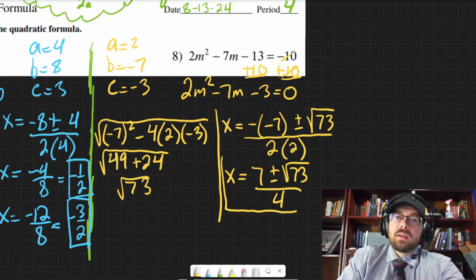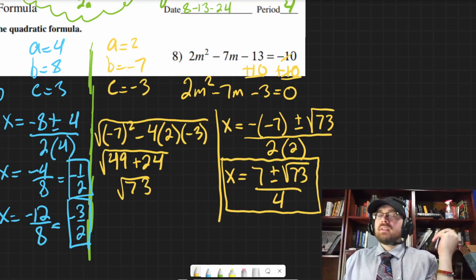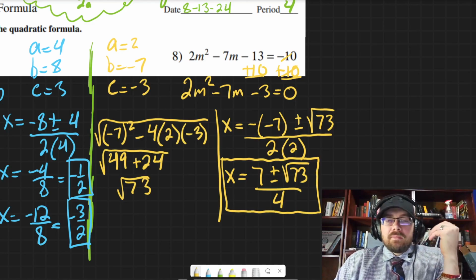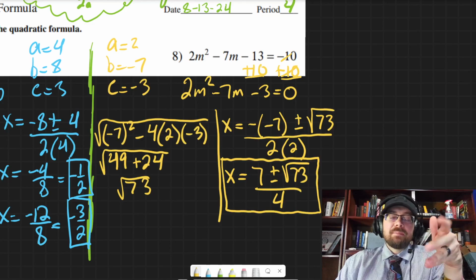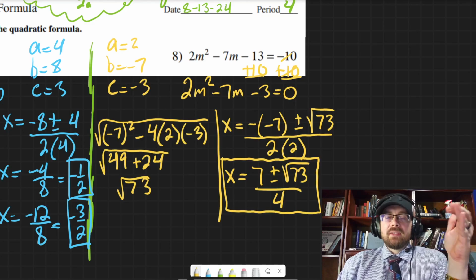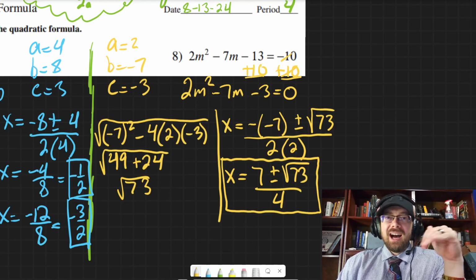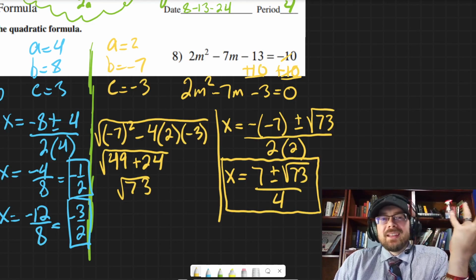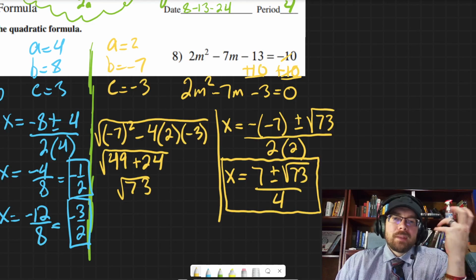And I don't even need to split it into a plus and a minus. There's no point in splitting it up into a plus and minus, because there's nothing else I can do with that. It's actually better that way. Because if you split it up, you'd have to say 7 plus the square root of 73 all over 4, comma, 7 minus the square root of 73 all over 4. And that doesn't work out as well. So it is what it is.